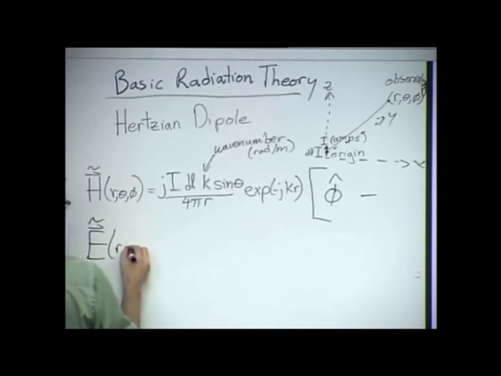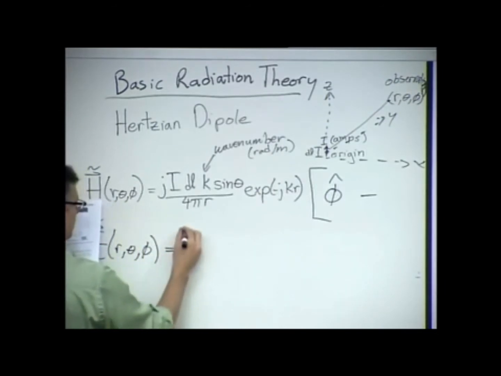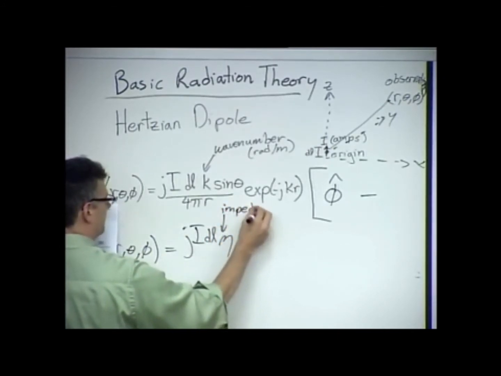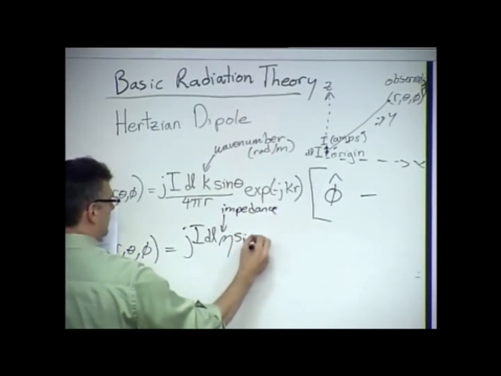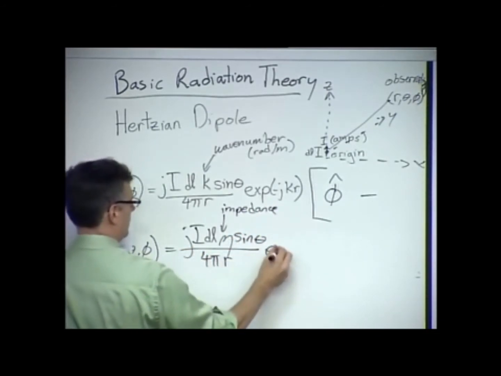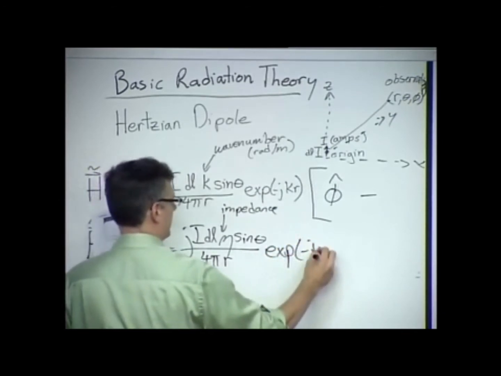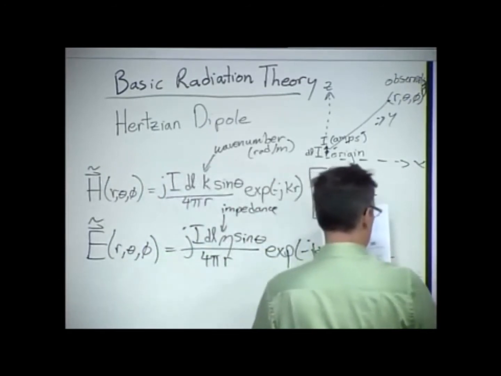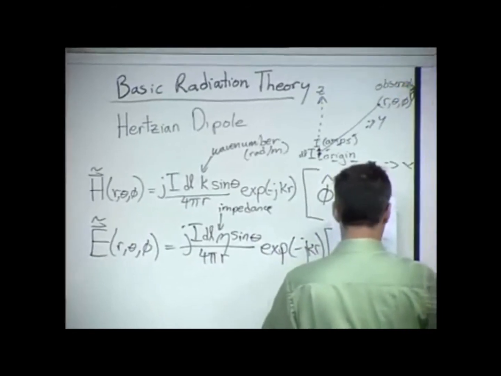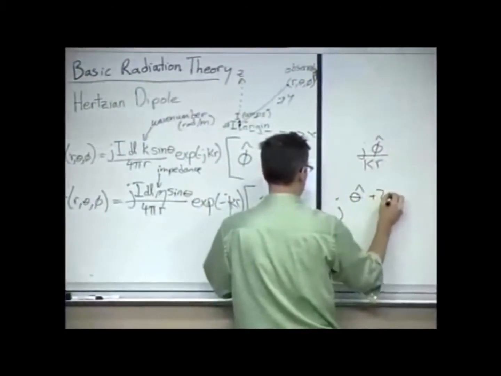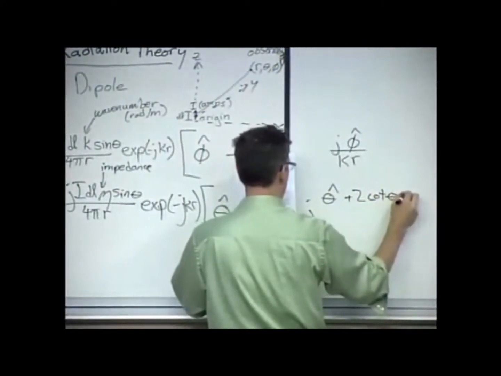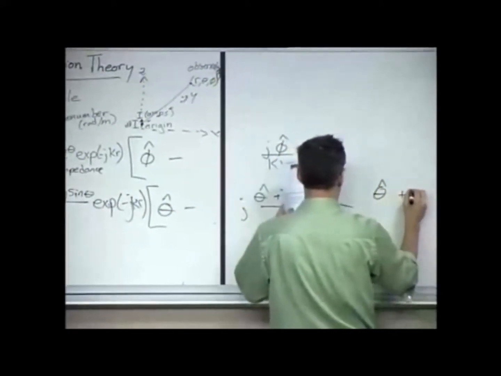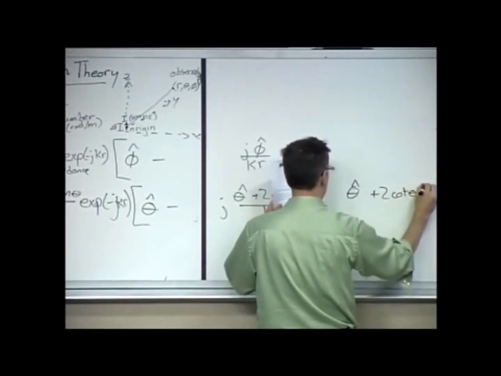Electric field as a function of point of observation equals j I dl, eta, my impedance of the medium, sine theta over 4 pi r, exp minus jkr, times theta hat minus j, hat plus 2 cotangent theta r hat over kr minus theta hat plus 2 cotangent theta r hat.